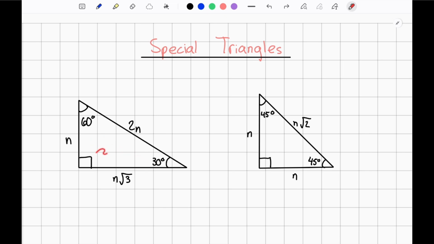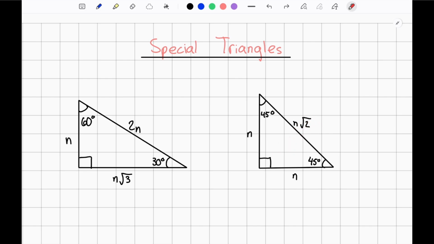Then it has a 2n on the hypotenuse, or the side opposite to the 90 degree angle. And finally, it has, opposite to the 60 degree angle, the n times the square root, and we're going to leave it for now. The 45 triangle has two sides worth n, each opposite to the 45 degree angle, and opposite to the 90 degree angle, the hypotenuse, is the n times the square root, and we're going to leave it for now.